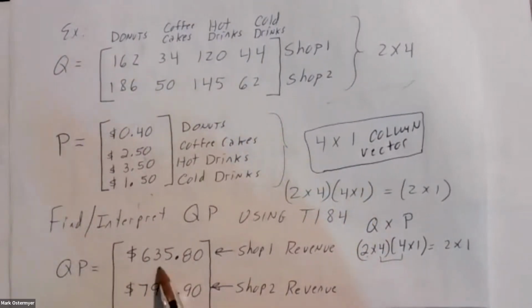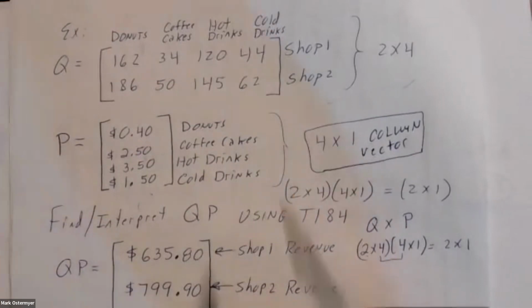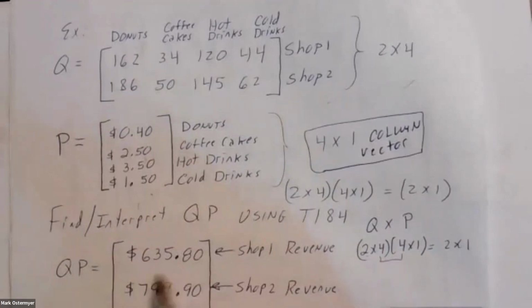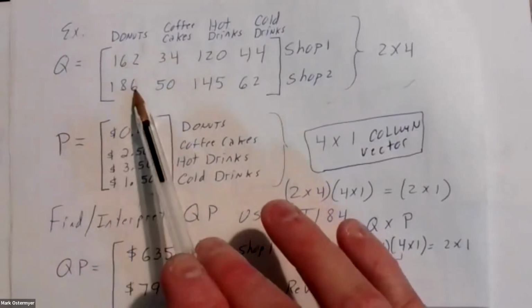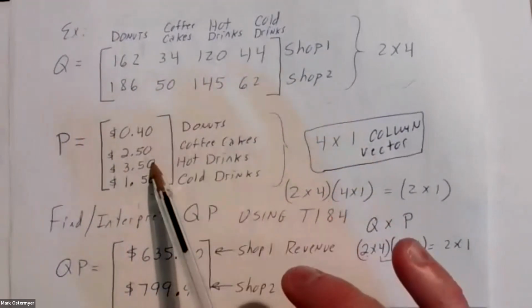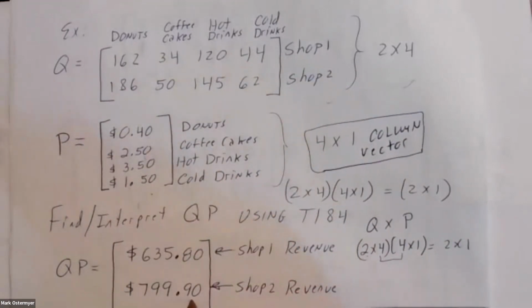So this product matrix indicates that the 1-1 entry is the potential revenue that store number one has. If they sell all the items that they have in their entire inventory, they'll rake in that amount of revenue. If you take row 2 of matrix Q and multiply it by column 1 of matrix P, you generate the 2-1 entry of the product matrix. That's to say 186 times 0.40 plus 50 times 2.50 plus 145 times 3.5 plus 62 times $1.50. You'll generate $799.90 as being store number 2's revenue.